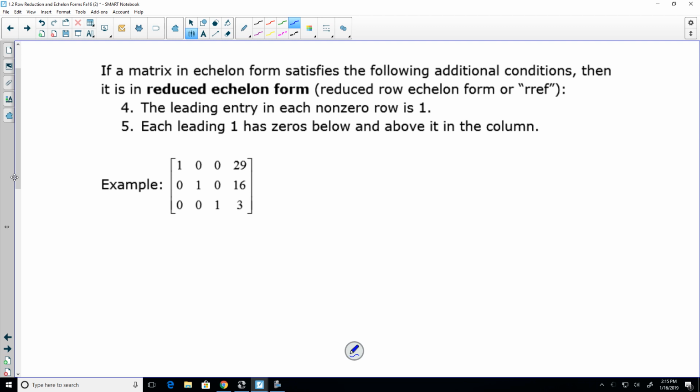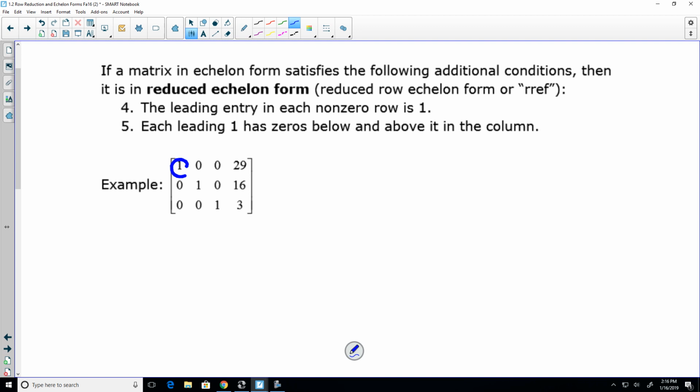If a matrix in echelon form, REF, has the following additional conditions, then it's called reduced row echelon form, RREF. So RREF is going the extra mile. You're not just going to eliminate the entries below the leading entries, you're going to eliminate them above as well. So you're going to get that double triangular form. And these leading entries have to be 1. So the leading entry in each non-zero row has to be a 1.